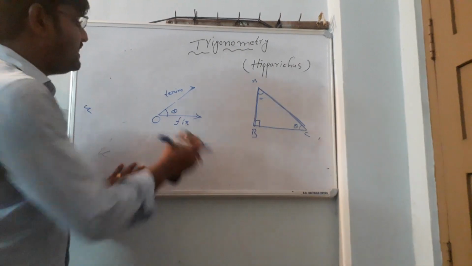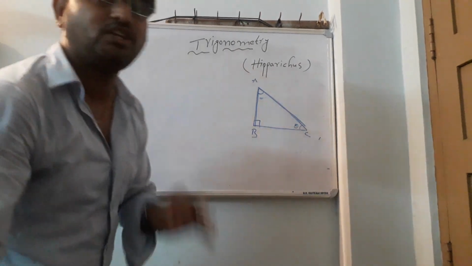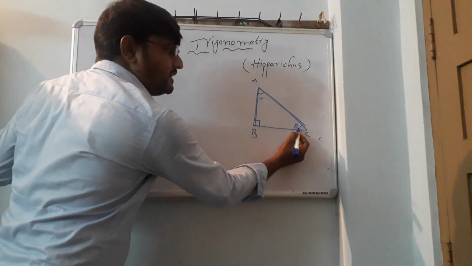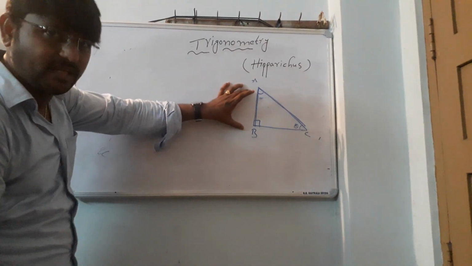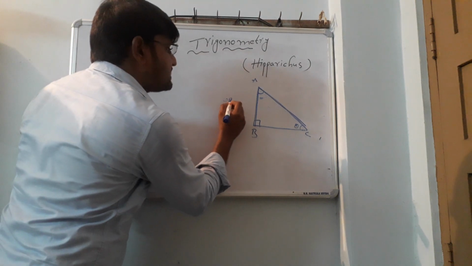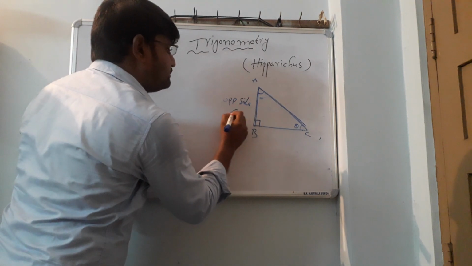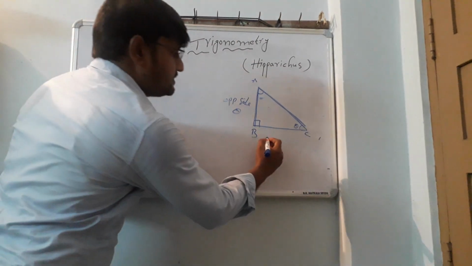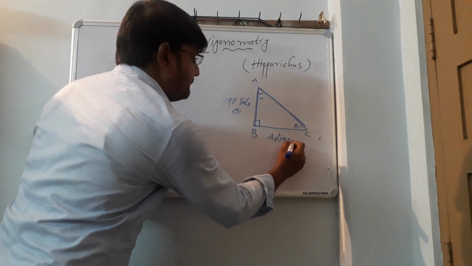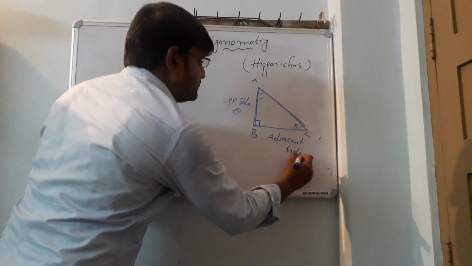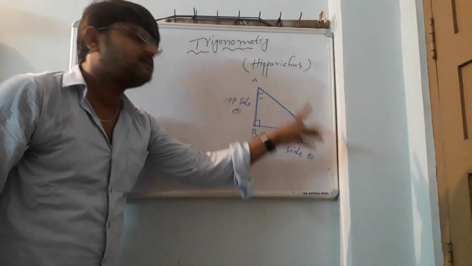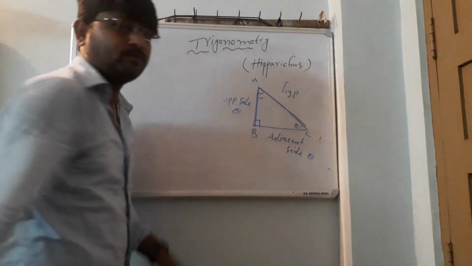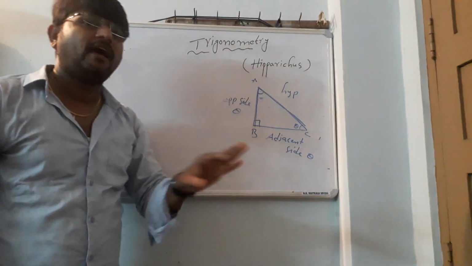By using the right angle triangle, I will introduce the ratios of trigonometry. First, this is theta. The side opposite to theta is AB. This is the opposite side to theta, and this is the side adjacent to theta. This is the longest side of the right angle triangle, the hypotenuse.